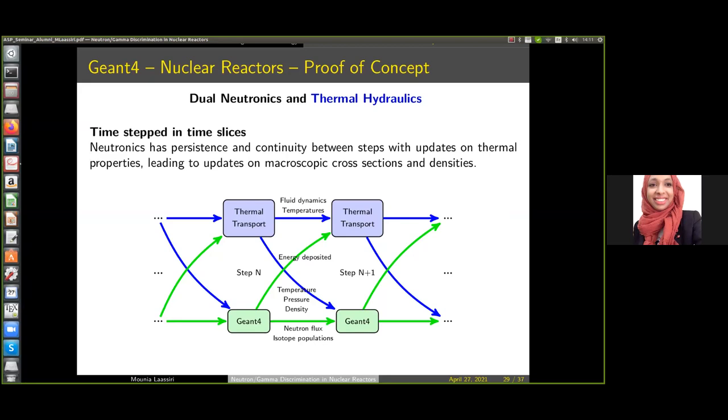So at the end of the time step, Geant4 tallies a 3D map of all energy deposits, discretized into the thermal transport code's mesh, and sends it to the thermal transport code. In return, the thermal transport code sends to Geant4 a 3D map of the lattice temperature for the bubbles, coolant, and wall, and density information of the coolant. This information is used to update the density and temperature of the Geant4 materials. Each code then performs another step and the process repeats.